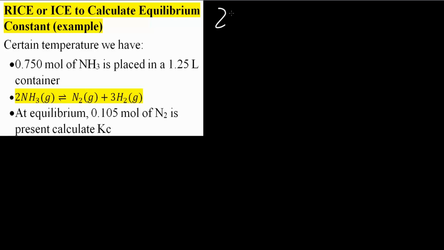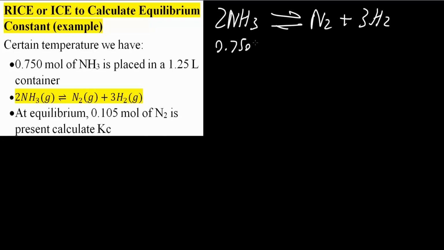So we have 2NH3 producing N2 plus 3H2. Next we write the initial amount, the initial concentration. We have 0.75 moles of NH3, so we write that down, 0.750 moles. Initially we don't have any N2 or H2.